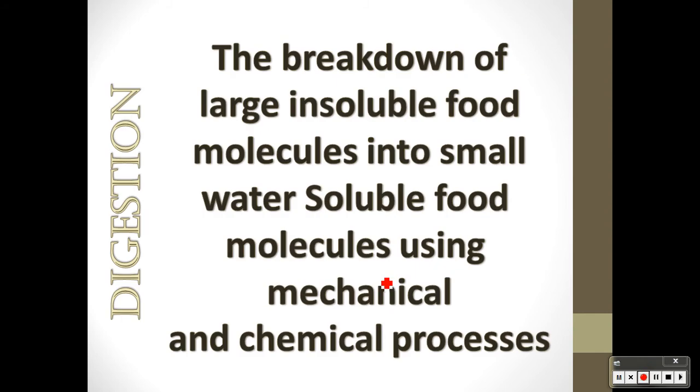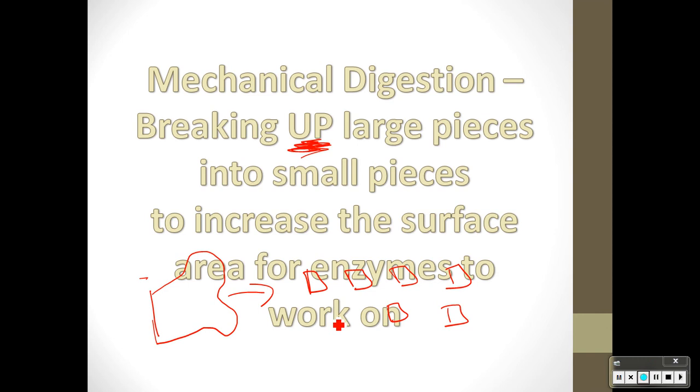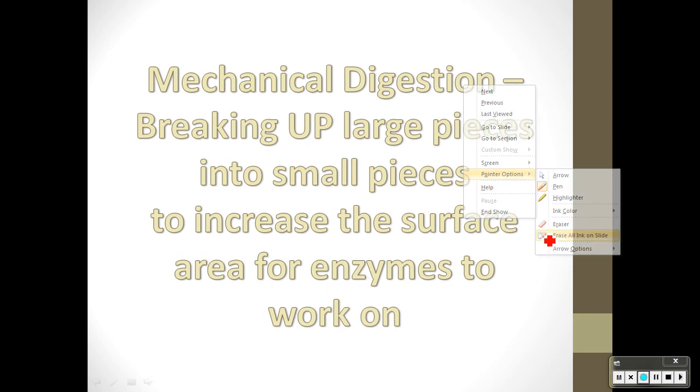Mechanical digestion is one of the 2 digestion processes. It actually doesn't digest. What it does is it breaks up. Make sure you say up and not down for mechanical. So I'm going to draw a sandwich here. It takes big sandwich and turns it into lots of little pieces of sandwich. That's what it means to break up. And it does this in order to increase the surface area.